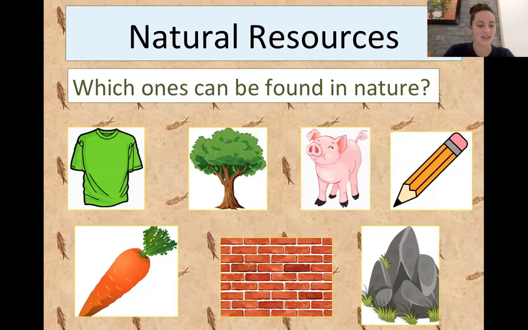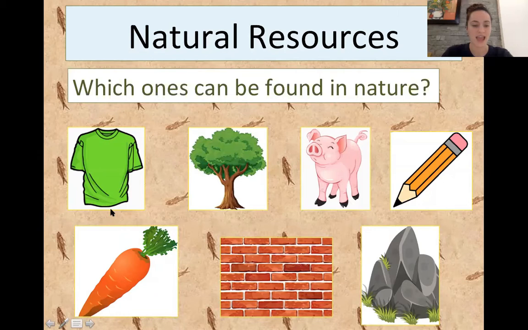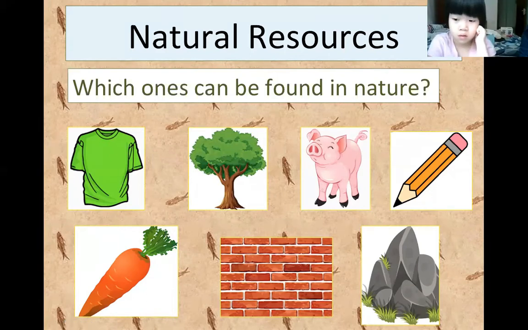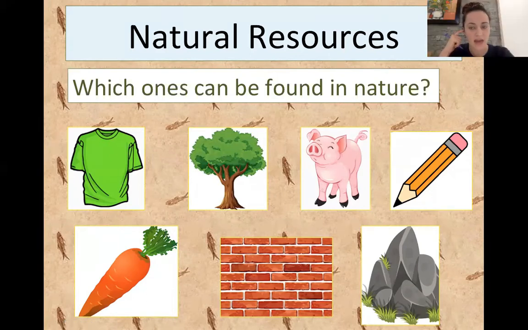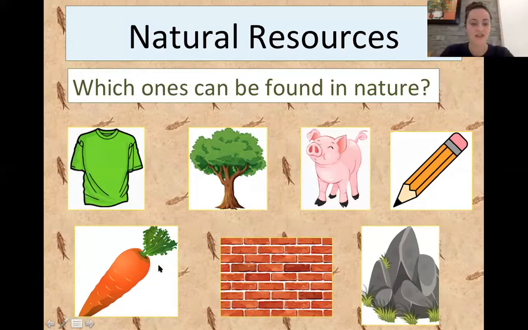Now I'll go to Taylor. Taylor, what else can be found in nature? Trees and animals. Very good, the trees and the animals. And there's one more thing that can be found in nature. Susu? So we've said rock, tree, and animal. There's one more thing. Food. Food, right? The carrot, vegetables. So they're all resources, but only 4 of them can be found in nature.